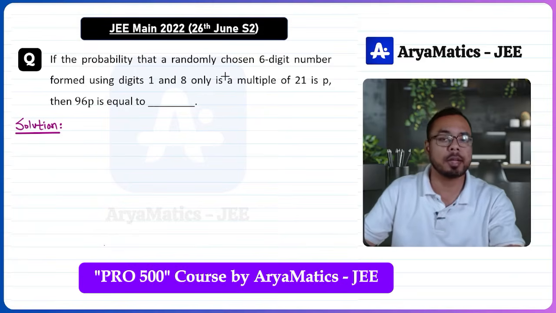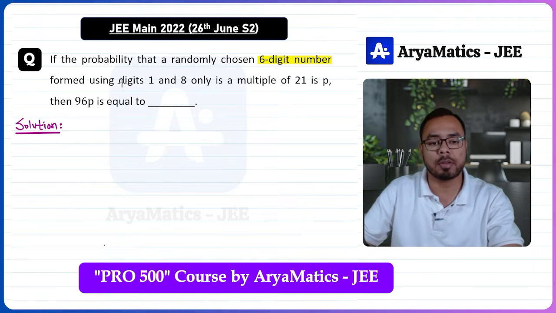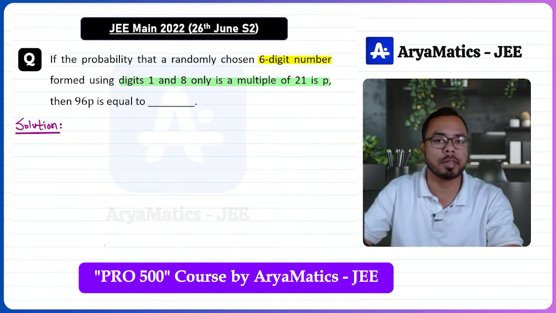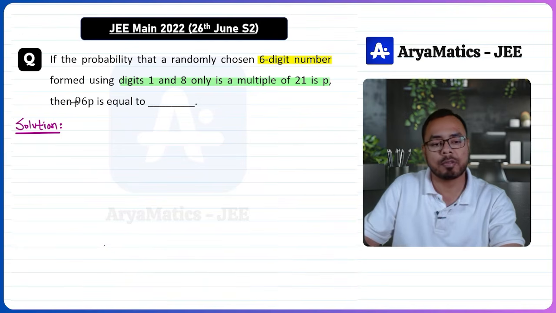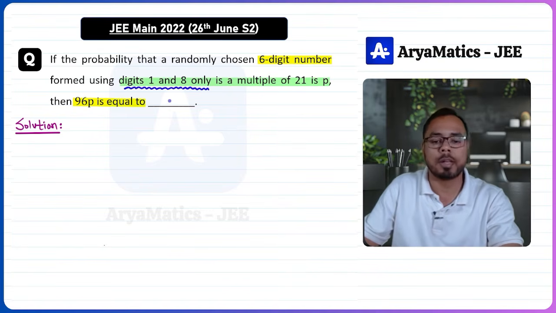If the probability that a randomly selected 6-digit number formed using the digits 1 and 8 only is a multiple of 21 is P, then we have to find the value of 96P. So basically, we have to find how many 6-digit numbers you can create using the digits 1 and 8, and then find out of those many numbers, how many of them are multiples of 21, right?